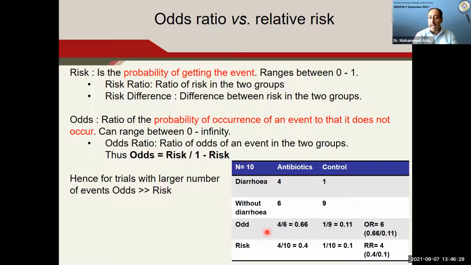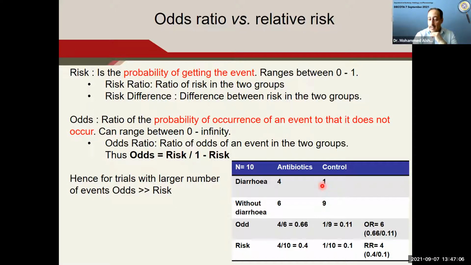While for the odds, it's not probability of getting the event, it's probability of occurrence of an event to that it does not occur. So 4 divided by 6. So probability of the event to the probability of the event does not occur. So 4 divided by 6 equals 0.66. While here for the placebo group, it's 1 divided by 9, so it's 0.11. So the range of odds ranges between 0 to infinity. Does it make sense to you?